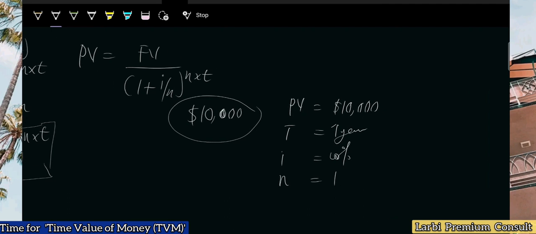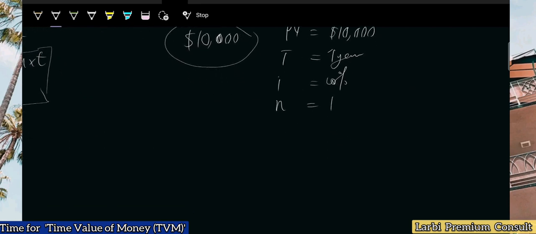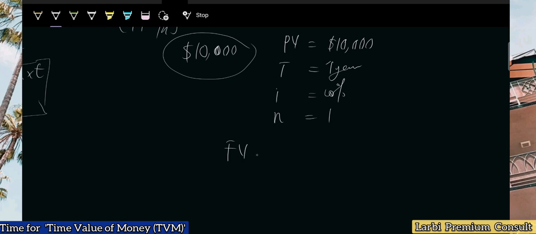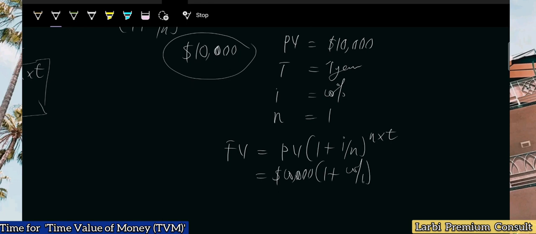Good. So in this case, therefore my future value is going to be my present value times (1 plus the interest divided by the compounding period n) to the power of n multiplied by t. So it's a matter of substitution. I know my present value to be 10,000, the interest is 10%, the compounding period is 1, and time is also 1.